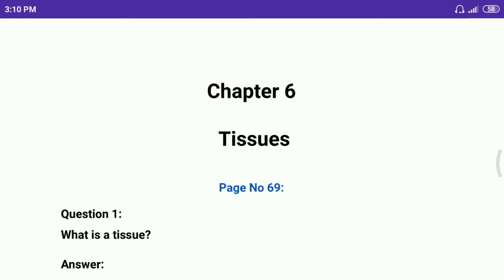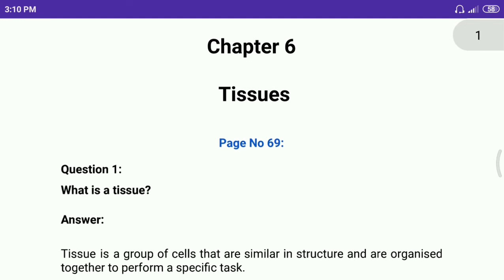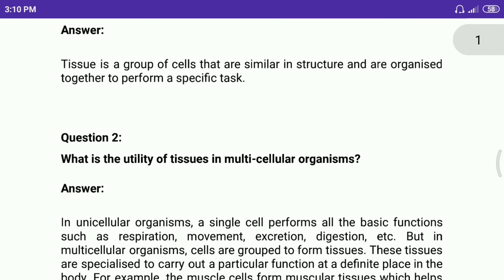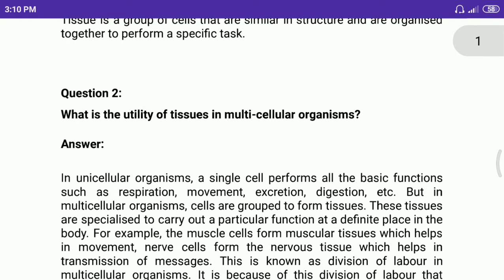So let's begin. First question: what is a tissue? Answer: tissue is a group of cells that are similar in structure and are organized together to perform a specific task. Second question: what is a unit of tissue in multicellular organisms?